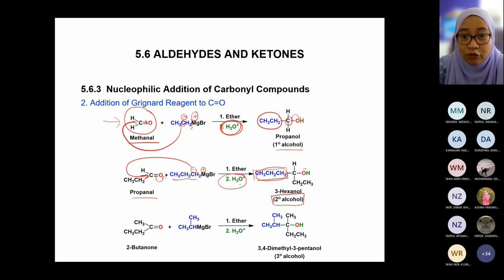Nampak tak reagent number 2 dia apa? H3O+. It will attack the hydrogen from this H3O+. Dia nak ambil the hydrogen from this H3O+. Therefore, dia becoming OH. Dia become OH. So, bila you identify alcohol, ni alcohol lah. So, you identify this carbon. Okay, it's actually secondary carbon. The carbon is secondary, therefore the whole molecule is considered as secondary alcohol.